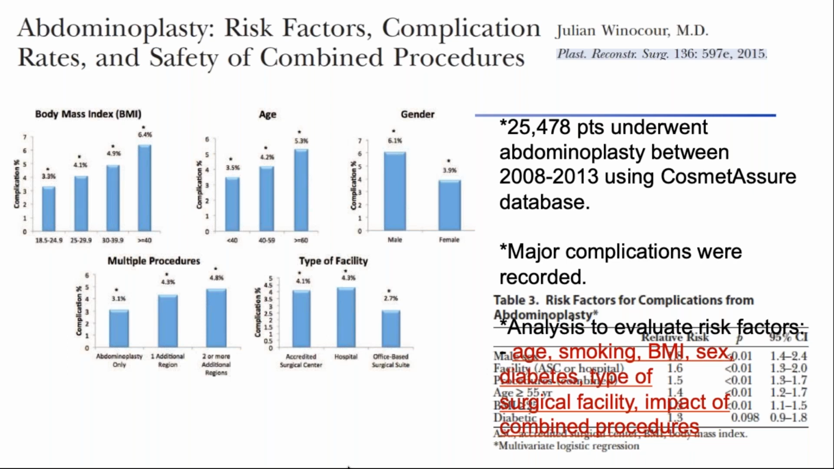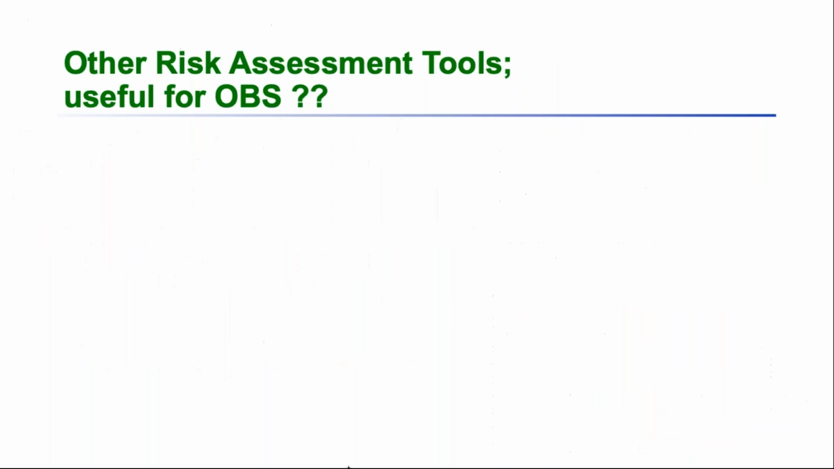office-based surgery. This is another paper, again from plastic surgery, looking at abdominoplasty complication rates. And it turns out, if you look at the table on the right lower hand corner, where it says risk factors for complications, it sounds like age, smoking, BMI, gender, diabetes, type of surgical facility, and combined procedures definitely increase complication rates.